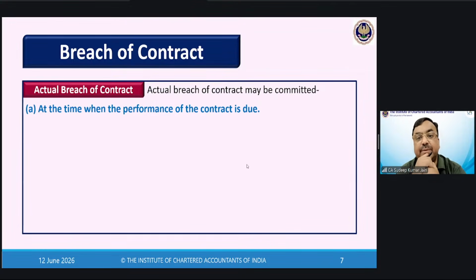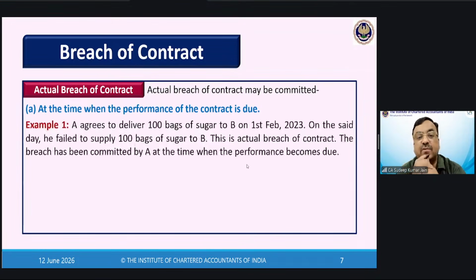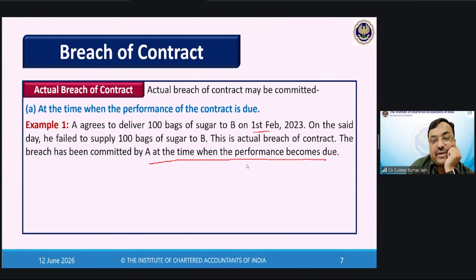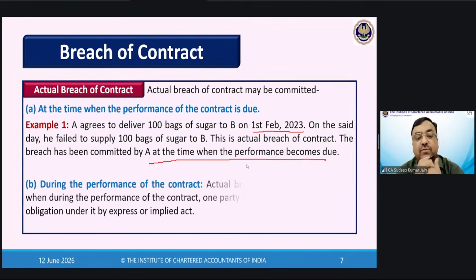Actual breach of contract may be committed at the time when the performance of contract is due. A agrees to deliver 100 bags of sugar to B on 1st February 2023. On the said day, he failed to supply 100 bags of sugar to B. This is actual breach of contract. The breach has been committed by A at the time when performance was due. When to perform? 1st February 2023. On that day, he denied to perform or he failed to perform. It is called actual breach of contract.